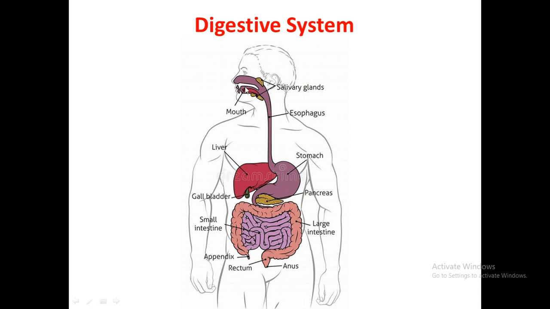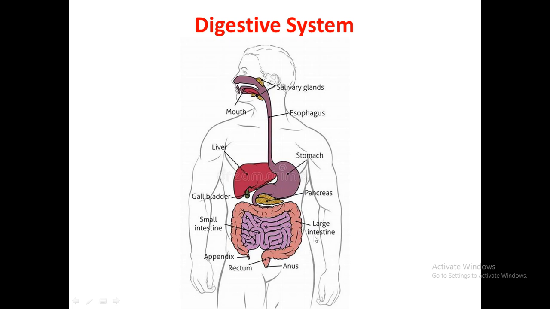From the mouth, the first part is the mouth, and then we have the esophagus, one long tube-like structure. Then we have a sac-like structure, like a bag, known as the stomach. It ultimately reaches a long small tube known as the small intestine, which ultimately increases in size and takes the structure of this one, known as the large intestine, and ultimately it ends in the anus.